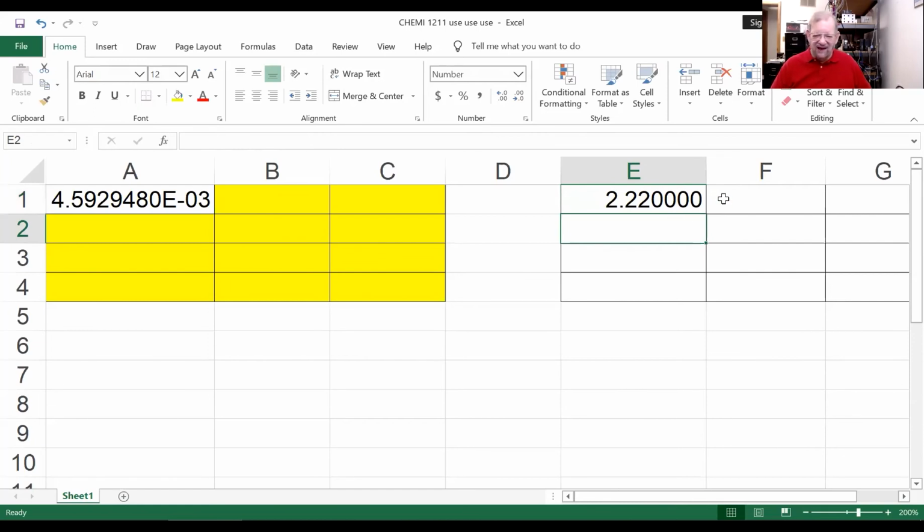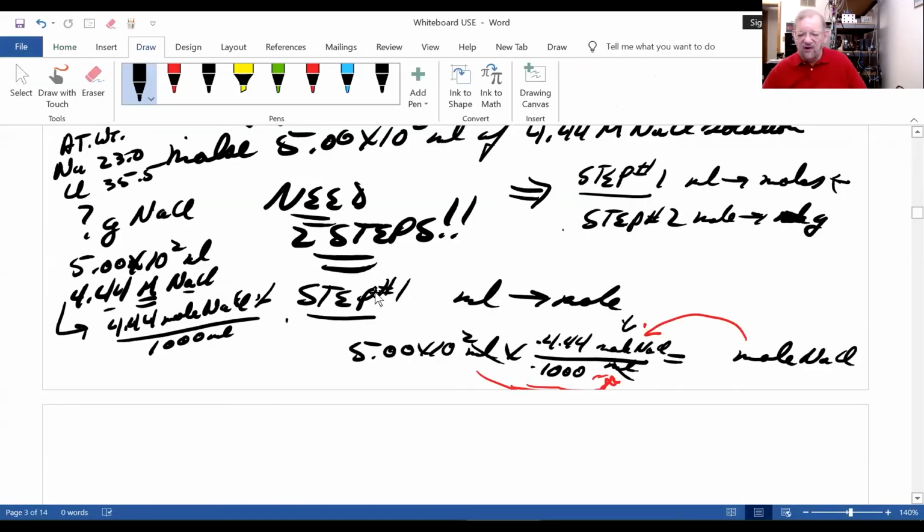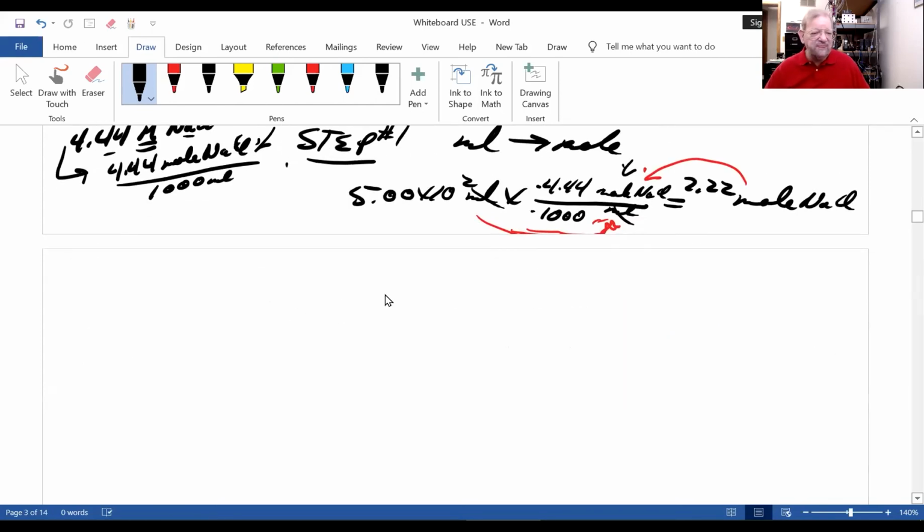And this is the number I get. If I round that off to 3 significant figures, it's still 2.22. So I now have 2.22 moles of sodium chloride. Am I done? No, because I'm trying to get to grams. And now use properly written step number 2, moles of whatever I have to grams.